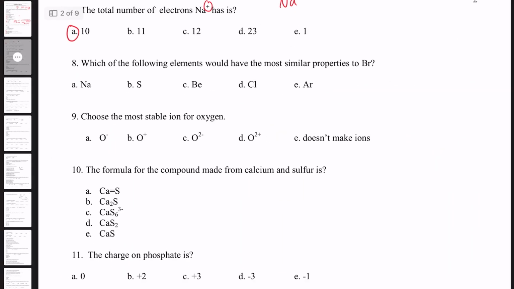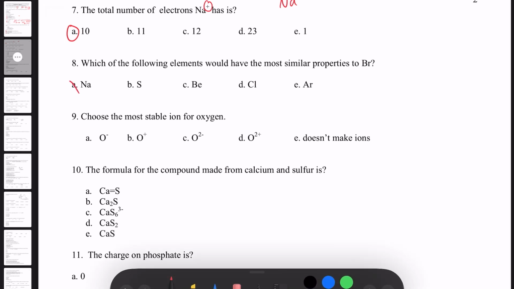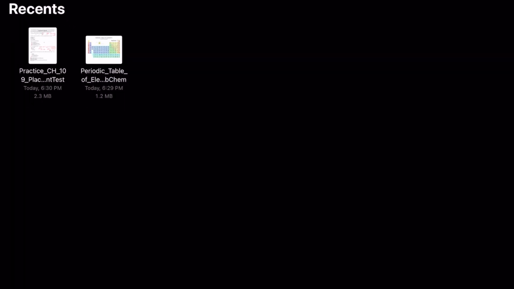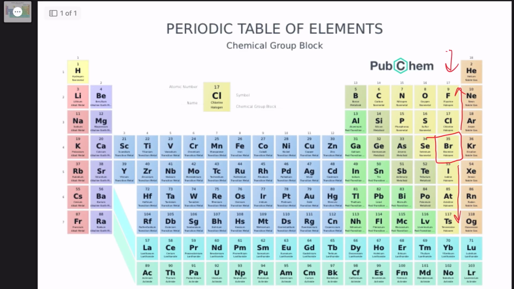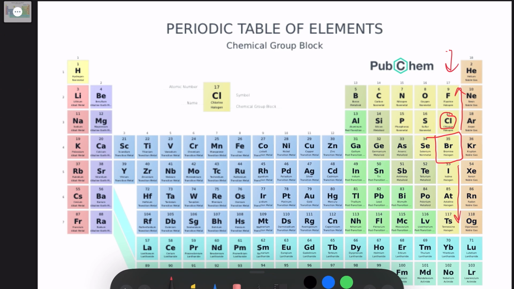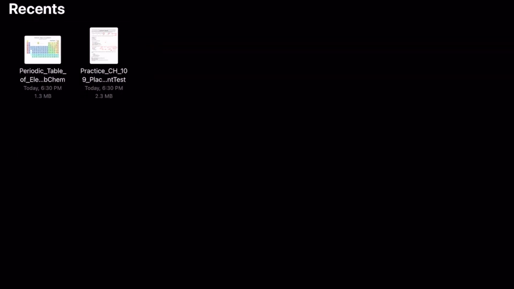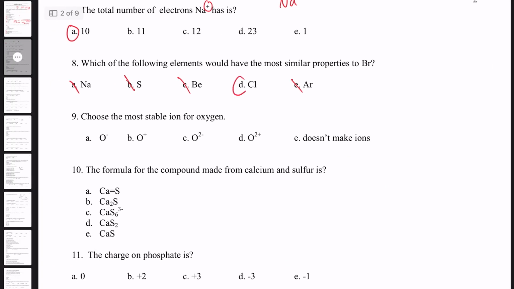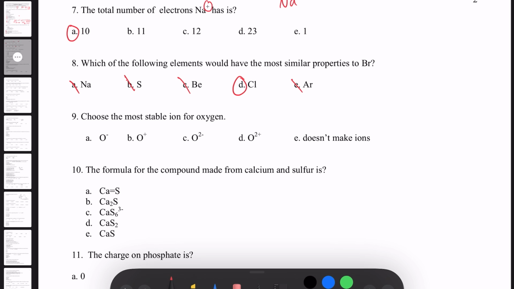Let's go back to our practice test. We know that sodium is on the complete opposite side. Not going to happen. Argon's a noble gas. That's sulfur. Sulfur is not in the same group, and beryllium is on the other side of the periodic table. Chlorine, let's go back and look, should be a halogen, and it is. Look, it's right there. So chlorine is going to have very similar properties to bromine, and the answer is chlorine.